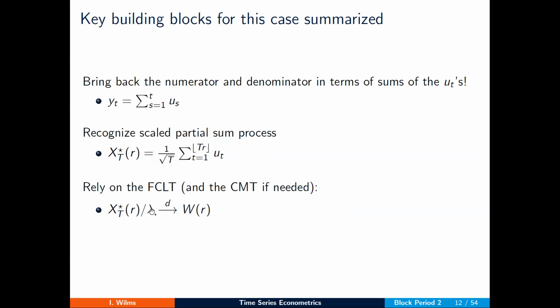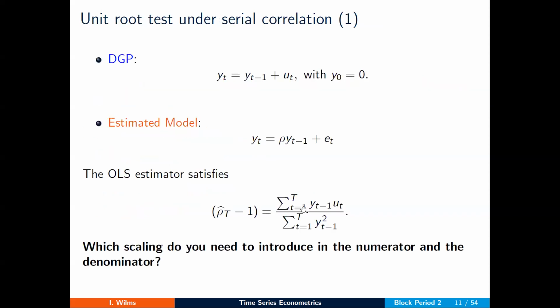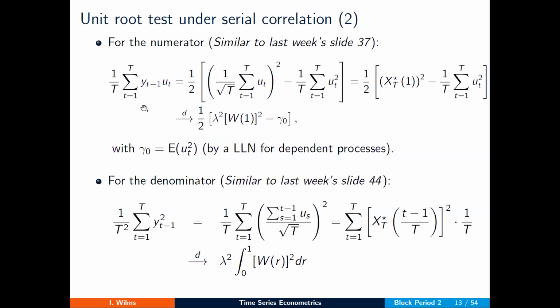So let's have a first look at the numerator of this expression. I have rewritten the numerator over here, and apparently I need scaling by 1 over T, since I've put the correct scaling already on this slide. Let's see if we can find this back. First, rewrite the numerator in terms of sums of u's only. And I don't go over this in detail anymore here, since these steps are really identical to what we did last lecture week. So please have a look at them again.